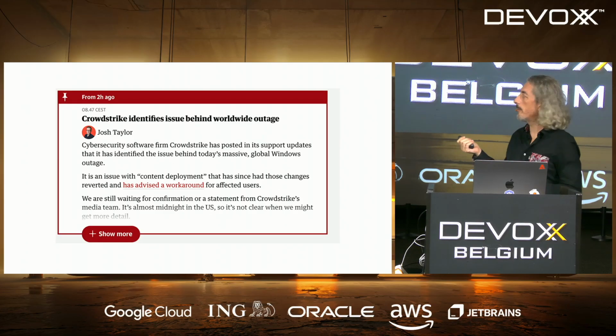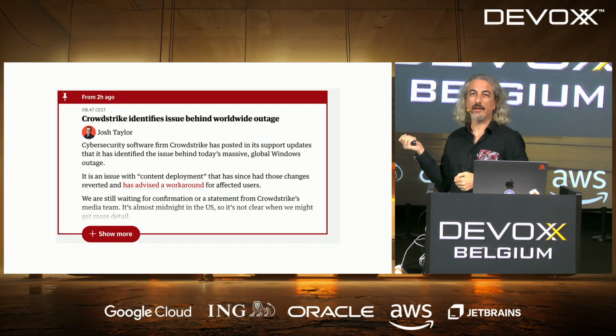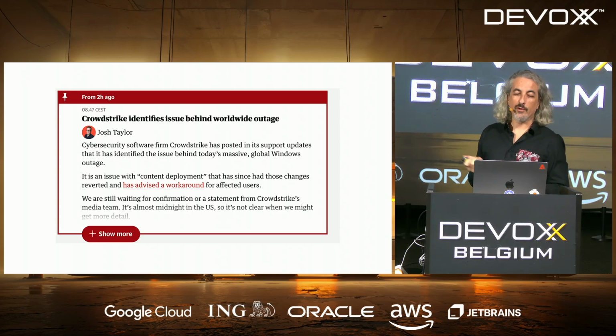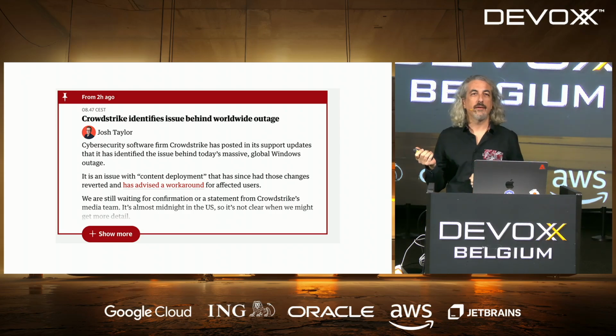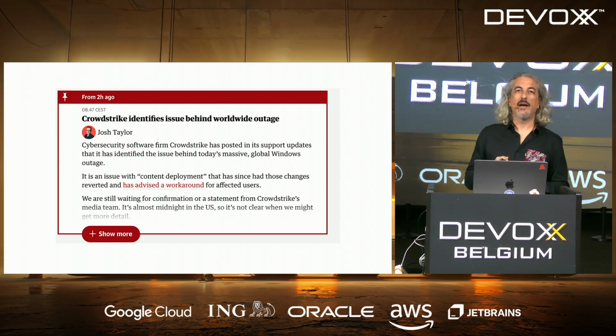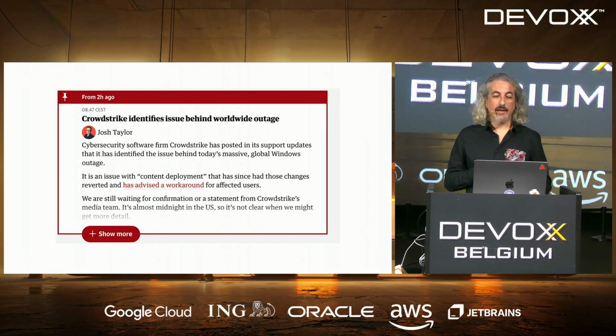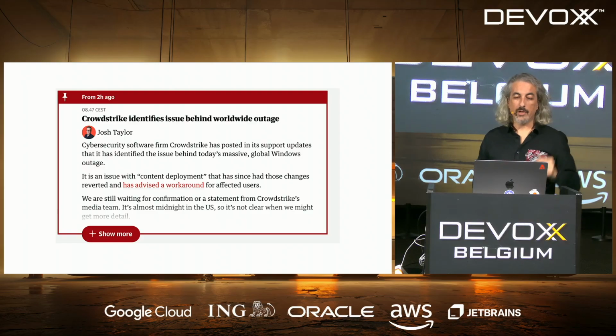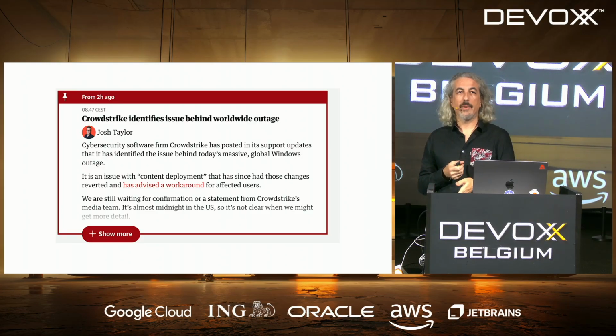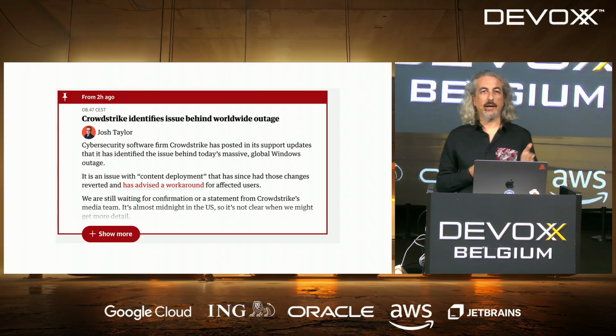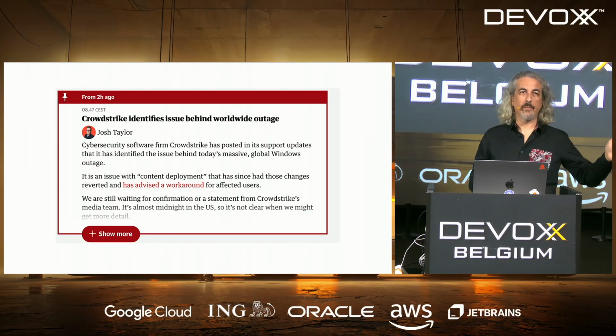I'm old enough to remember this from like a year ago, when CrowdStrike deployed something to production and took down half of the internet. CrowdStrike said they deployed some content, and then they realized this broke everybody, and they had to roll it back, which involved a very hard rollback mechanism.